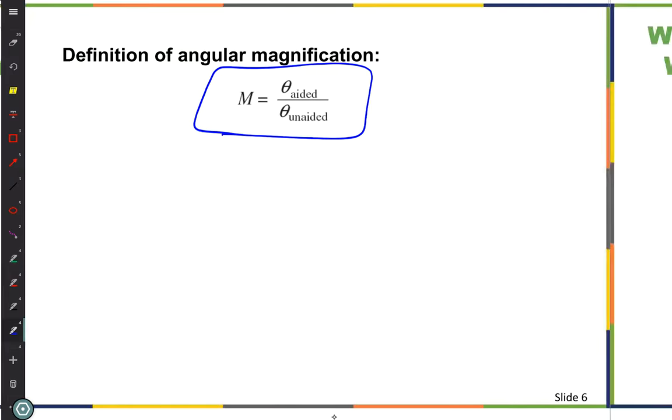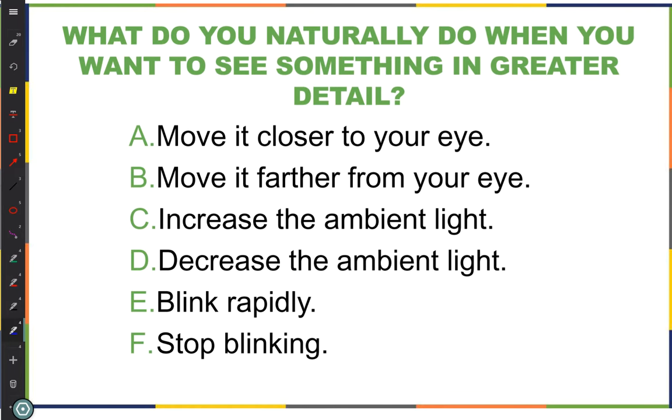Hopefully, if the next slide's not our clicker question, I completely forgot. Oh, good. There it is. So our first clicker question, what do you naturally do when you want to see something in greater detail? Like if you want to read the fine print on a contract, what do you do with that contract? Do you move it closer to your eye? Do you move it farther from your eye? Do you increase the light? Do you decrease the light? Blink rapidly or stop blinking?